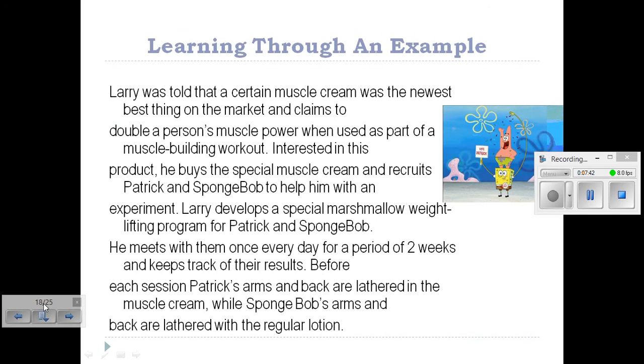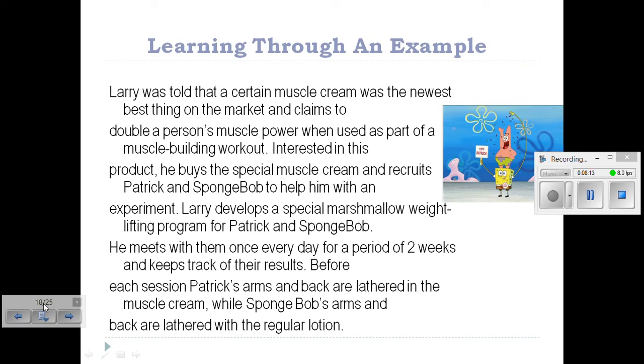So let's look at the example again. Here we're talking about Larry again. He was told that a certain muscle cream was the newest best thing on the market and claims to double a person's muscle power when used as part of a muscle building workout. Interested in this product, he buys the special muscle cream and recruits Patrick and SpongeBob to help him with an experiment. Larry develops a special marshmallow weightlifting program for Patrick and SpongeBob. He meets with them once every day for a period of 2 weeks and keeps track of their results.